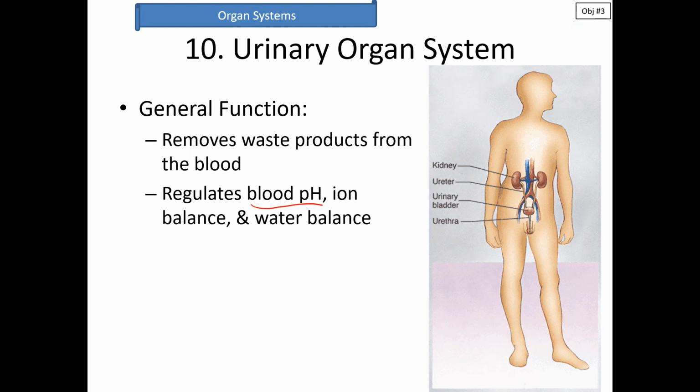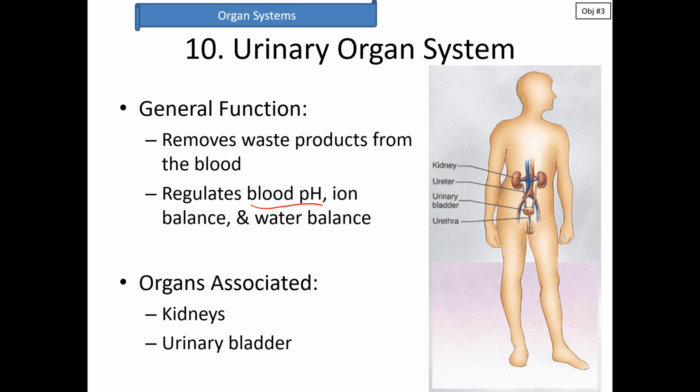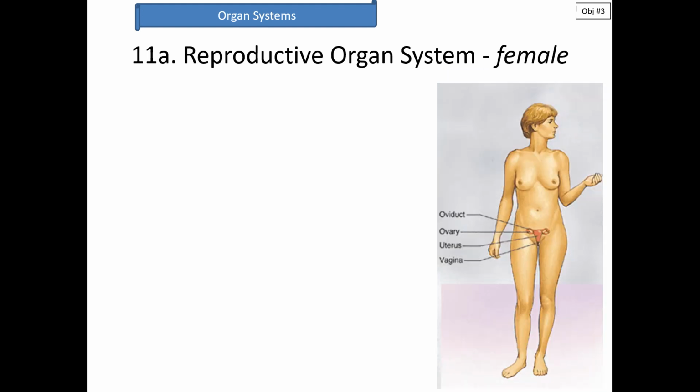So if the body needs water, then urine is going to be darker because you're going to eliminate less. If you have a lot of water, then your body will expel that water in the urine. The urine is going to be lighter in color and you're going to have more water to it. Organs associated: kidneys and urinary bladder. There's more, but those are the only ones you're going to need to worry about for the test.